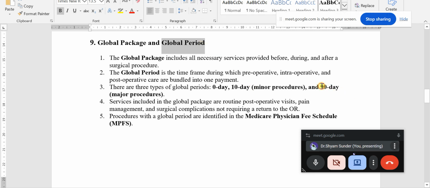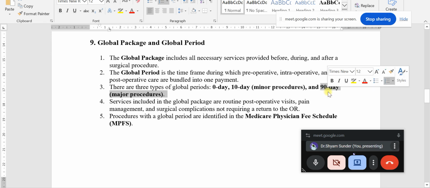Say an appendectomy is done. The global period is 90 days, almost 3 months, right? After surgery, it is 3 months. During these 3 months, the patient may come 10 times free of charge. You cannot bill an E&M service by the surgeon. That is the insurance rule, if appropriate.